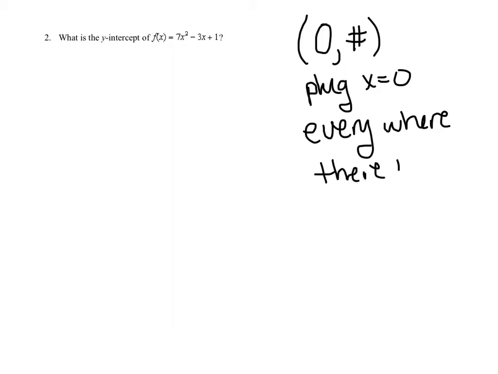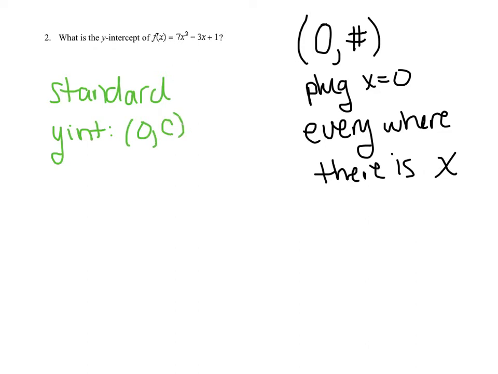Except for that this function is in standard form. And anytime something is in standard form, then you know your y-intercept is simply going to be 0, c. In our standard form, c is the very last number. So we've got a positive 1 there. So I know my y-intercept for this function is 0, positive 1, or 0, 1.